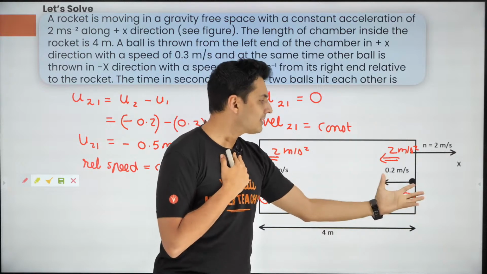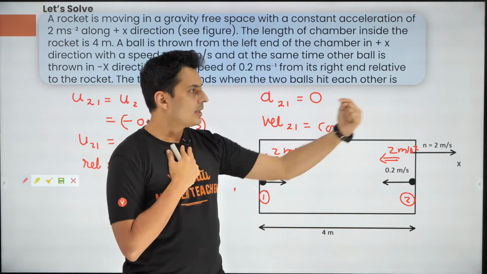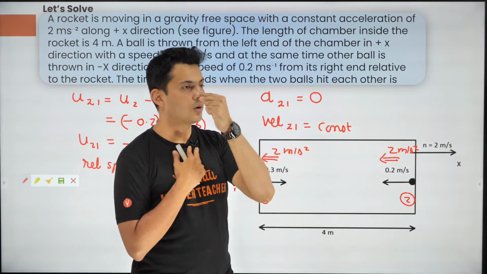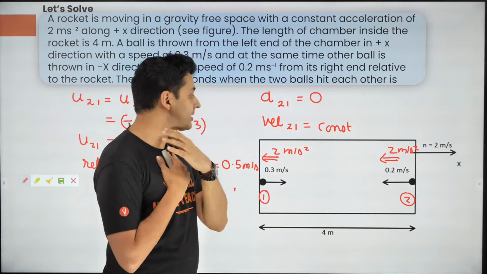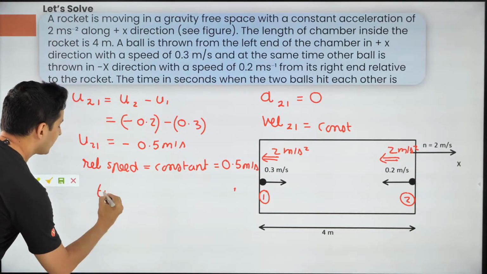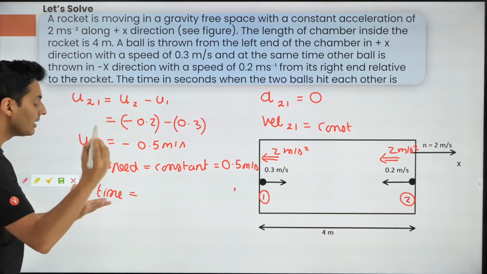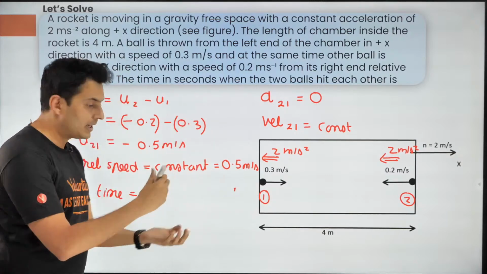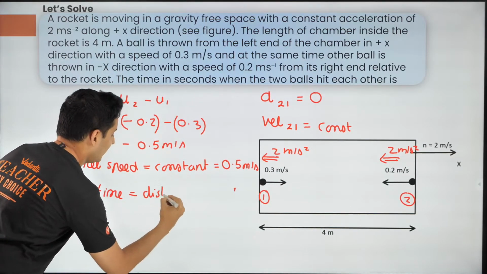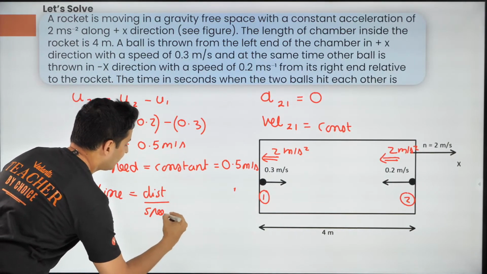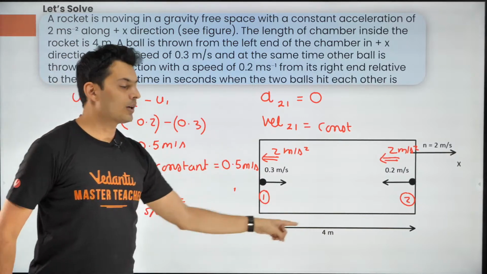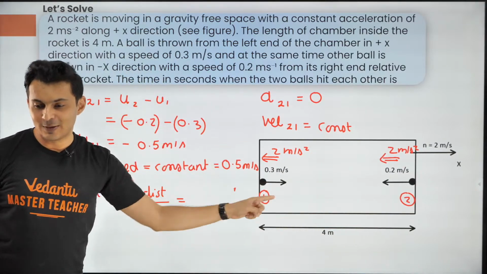The velocity of this guy with respect to me is 0.5 meters per second, and it is constant. After how much time will he meet me? So the time after which he will meet me will be what? The distance by speed. I hope you understand that distance by speed. Everything relative to the rocket frame.